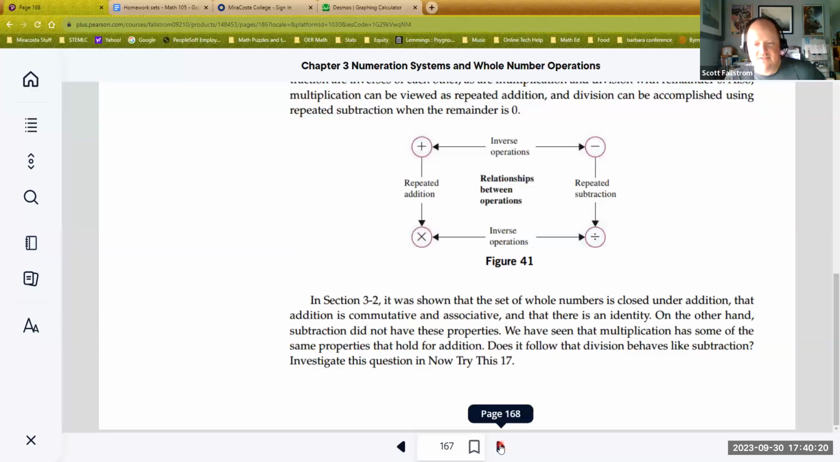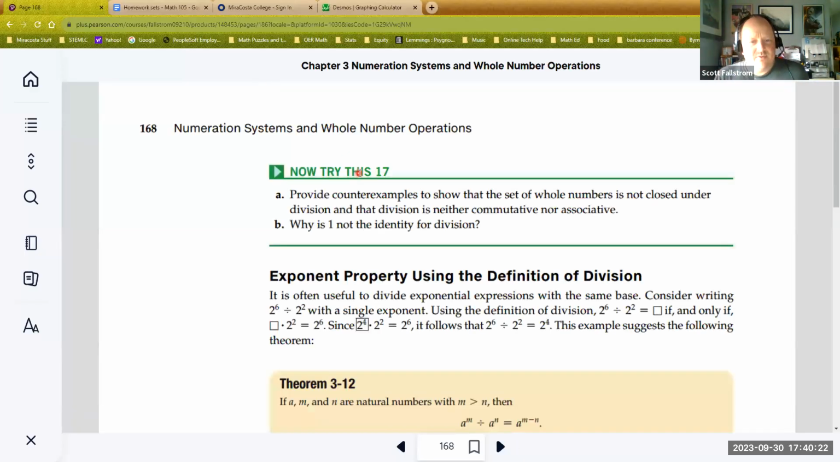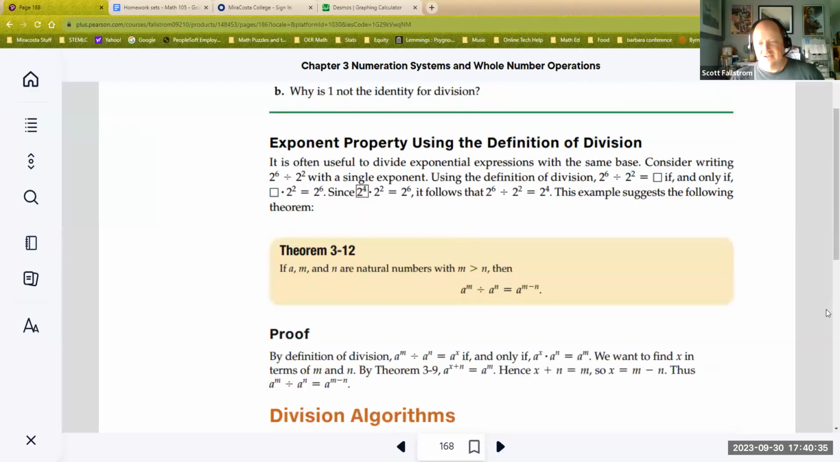Right, let's see here. It does talk to you a little bit about closure under division. I'm going to leave that one to you at this point because I want you to think about how division would potentially work with closure. All right, exponential property using the definition of division.